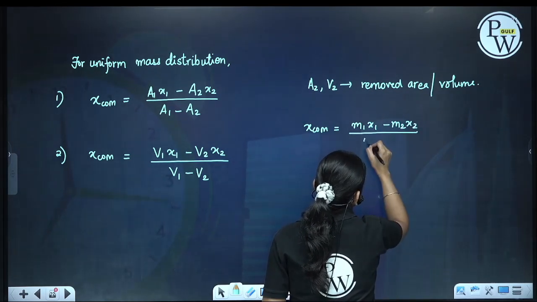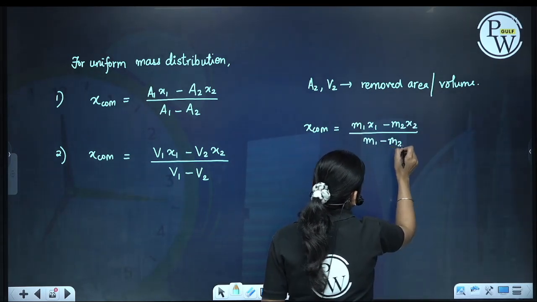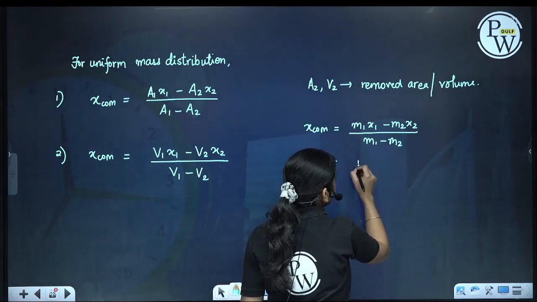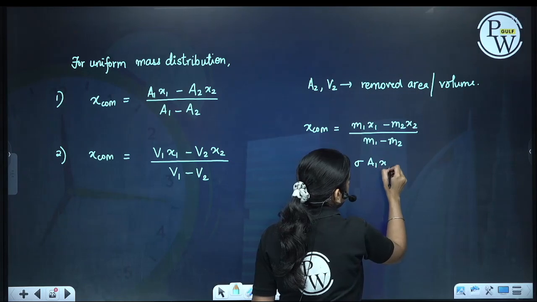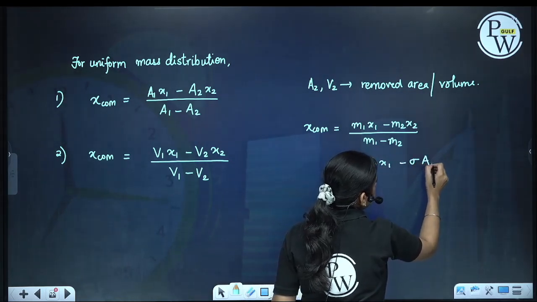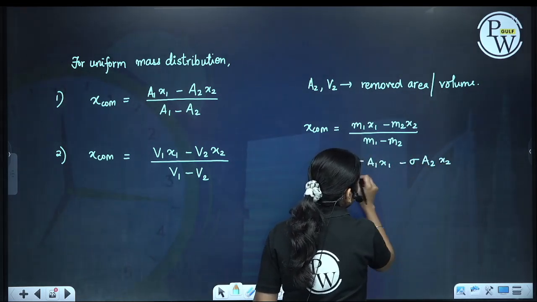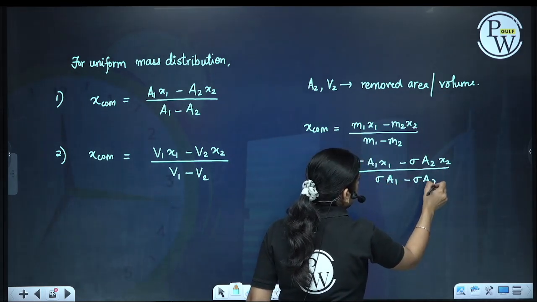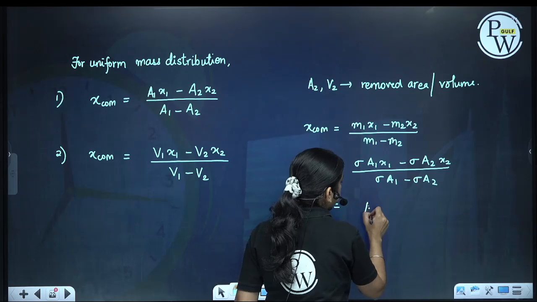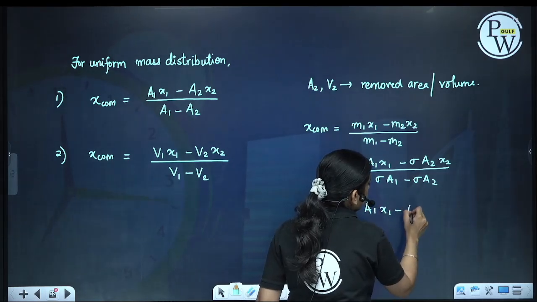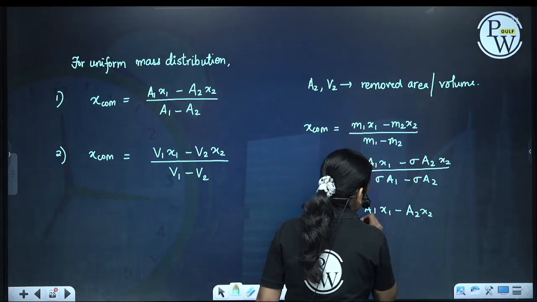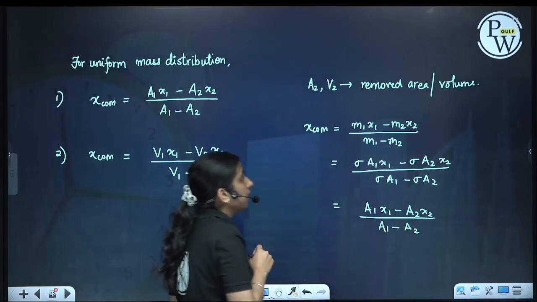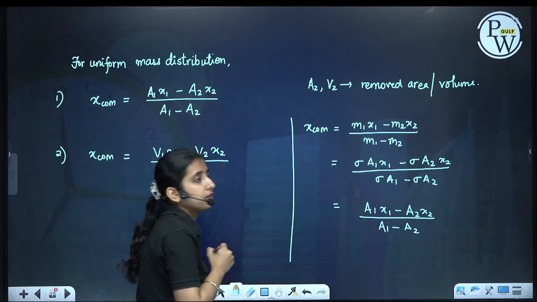How do we get this? This can be calculated like this. M1 will be sigma into A1, M2 will be sigma into A2, divided by sigma A1 minus sigma A2. So sigma will get cancelled. We will be left with A1 X1 minus A2 X2 divided by A1 minus A2. Okay, this is how we got this formula.